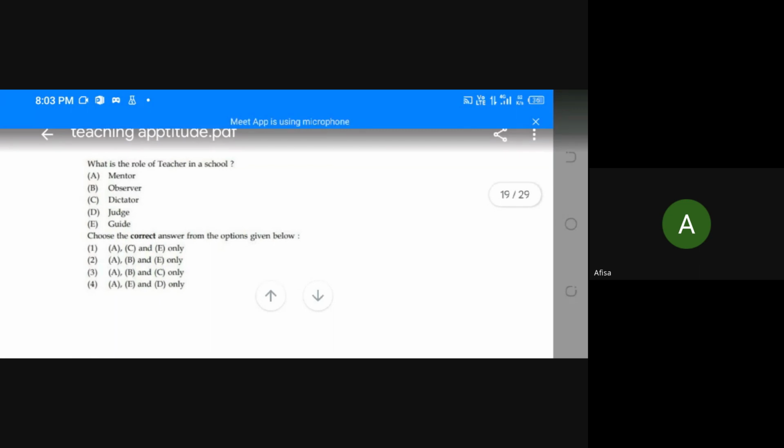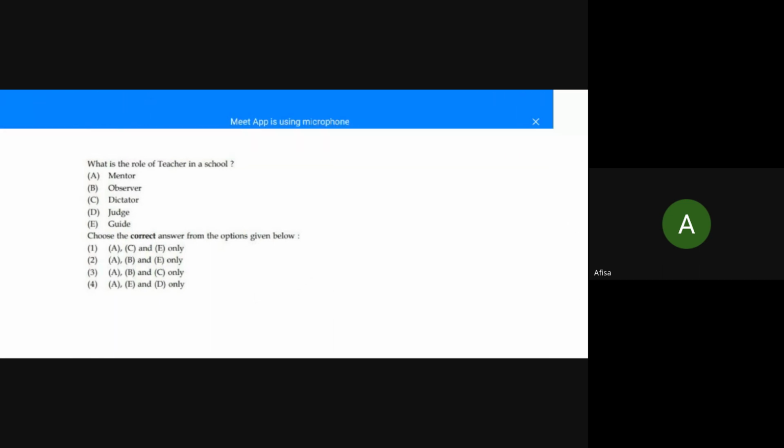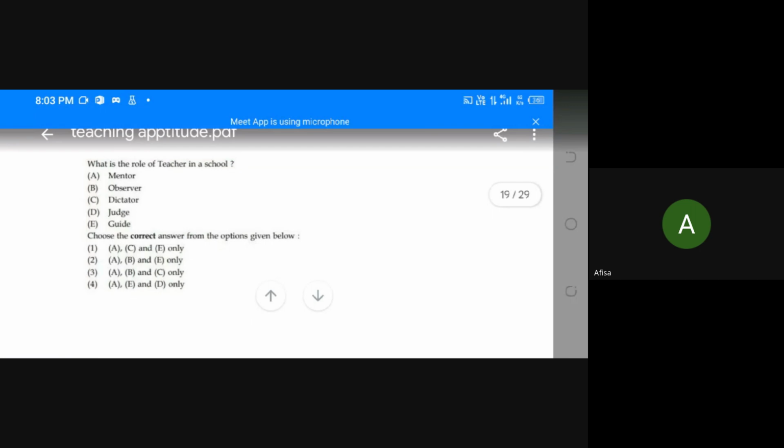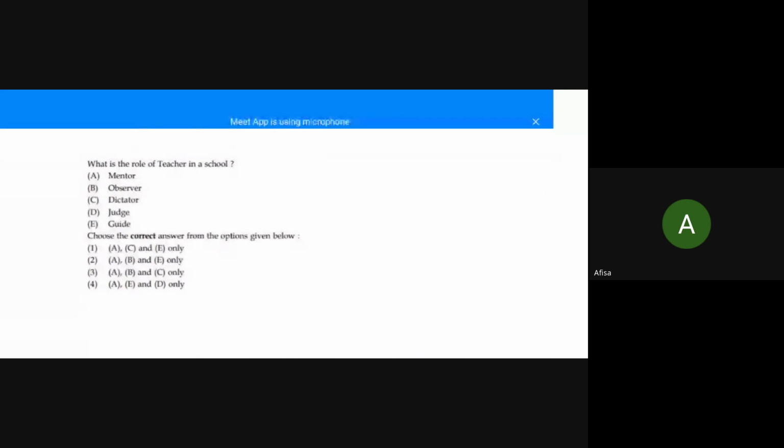The next question is related to teaching aptitude. It is also a very important question. What is the role of a teacher in school? Option A, mentor. Option B, observer. Option C, dictator. Option D, judge. Option E, guide. So five options are given here, of which three are correct. Which of these are the role of a teacher in school?